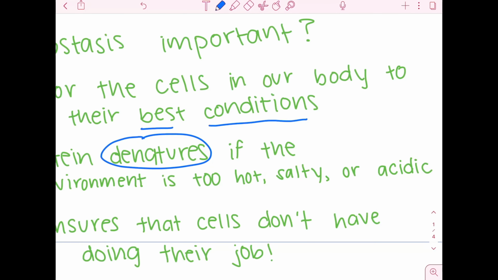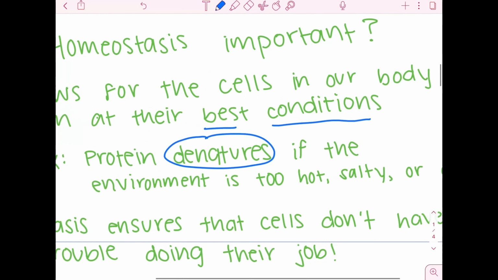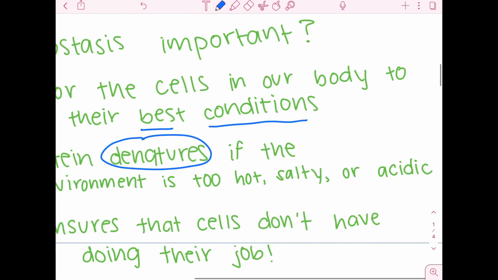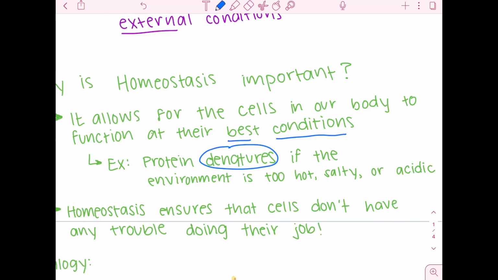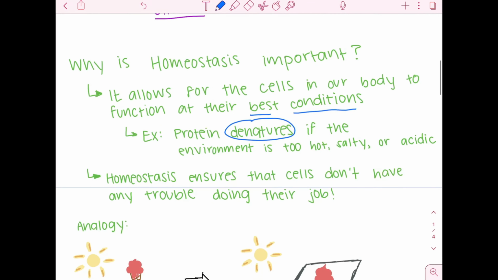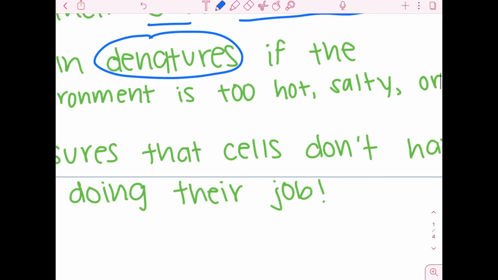So it's very important for our bodies to maintain the right temperature and the right conditions so that our cells don't have to undergo what protein undergoes when the environment is uncomfortable. So homeostasis, in short, ensures that cells don't have any trouble doing their job. And their job can include making energy for us, or transporting proteins, or even creating proteins for us.